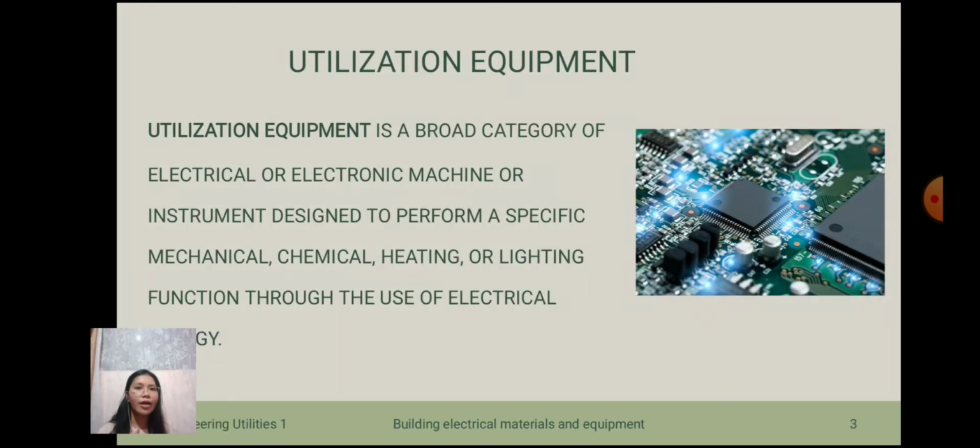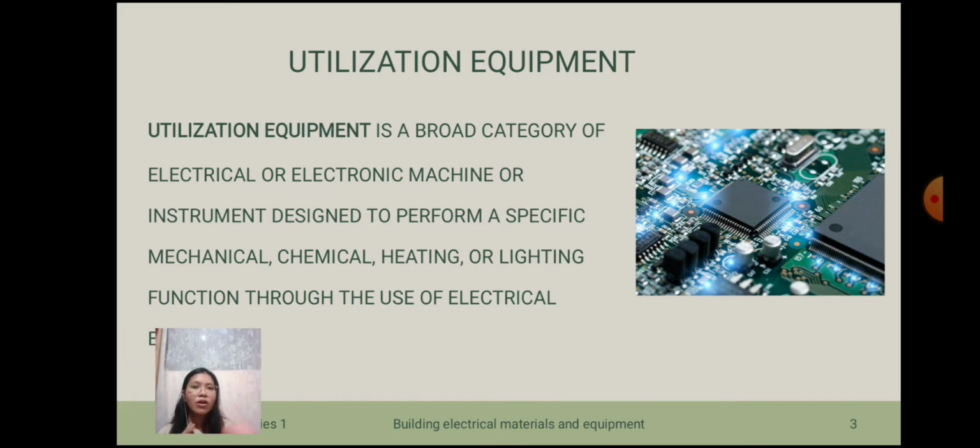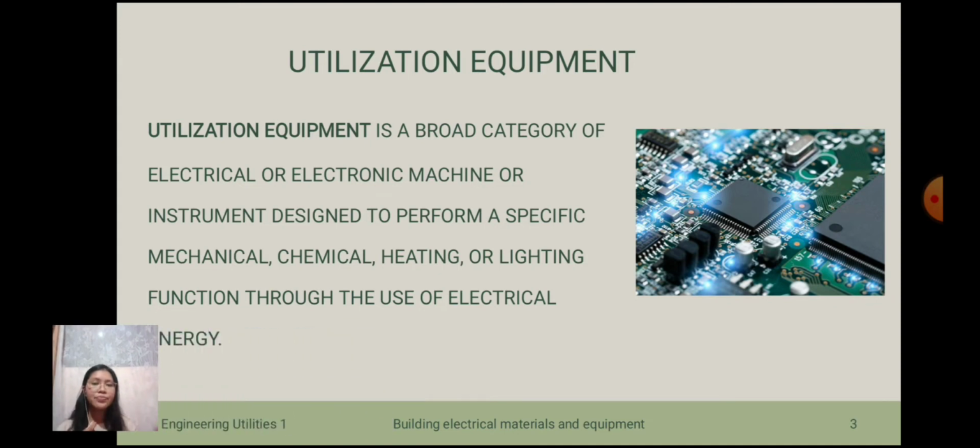So first, we have the utilization equipment. Utilization equipment is a broad category of electrical or electronic machine or instrument designed to perform a specific mechanical, chemical, heating, or lighting function through the use of electrical energy. So these are the other categories of the loads that we have in our electrical system.